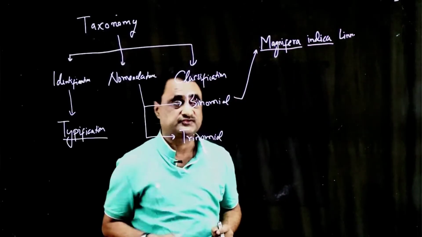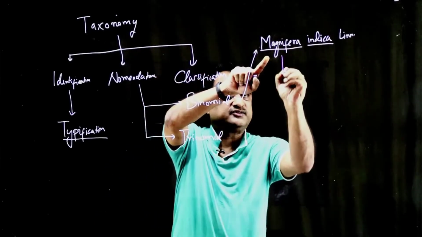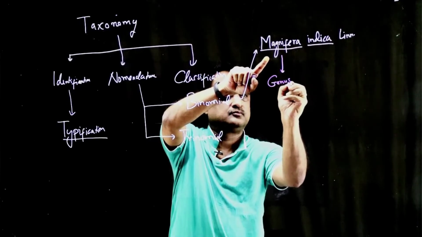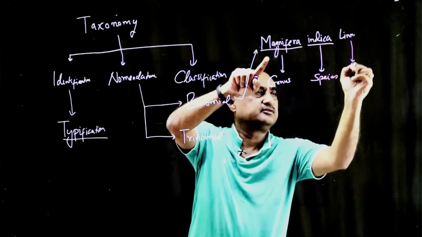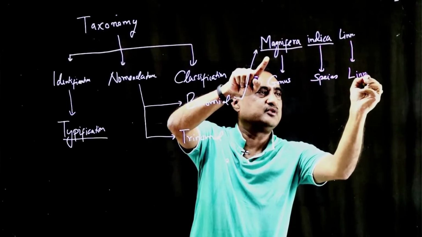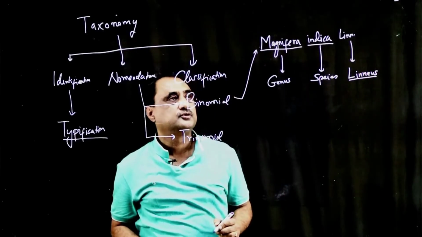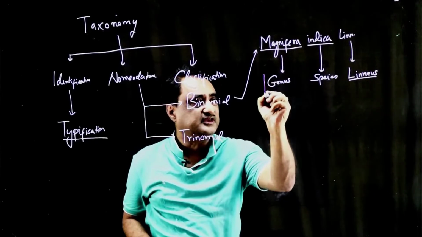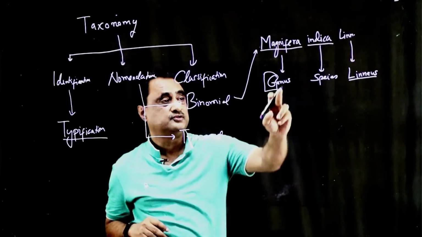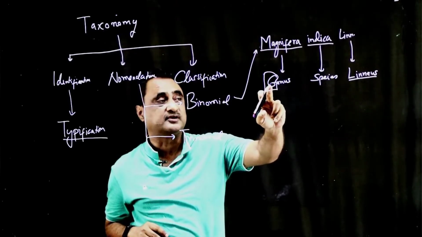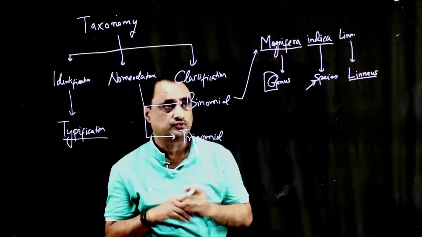There are certain rules which are followed here. What is Mangifera? This is the genus. What is indica? This is the species. What is Linn? This is the name of the scientist who named it for the very first time. Mind it, in Mangifera the M is capital. Whenever we write, the genus has to be written with a capital letter, while the species is written with a small letter. That is the rule.